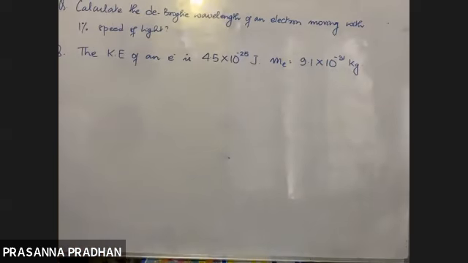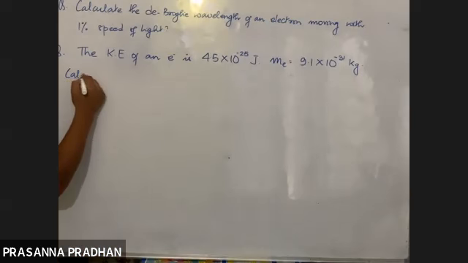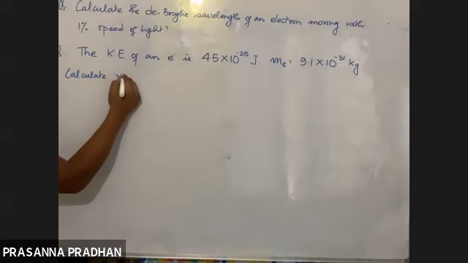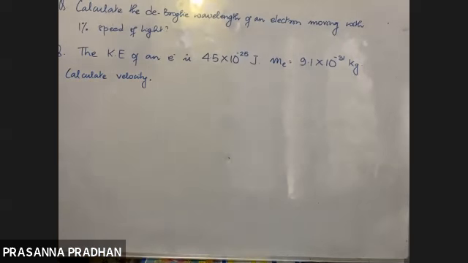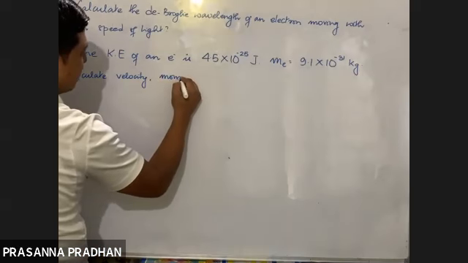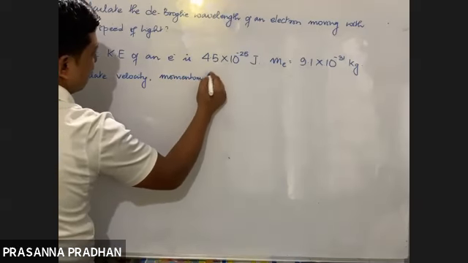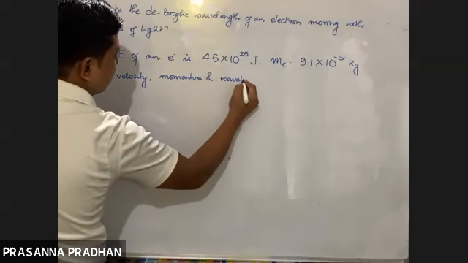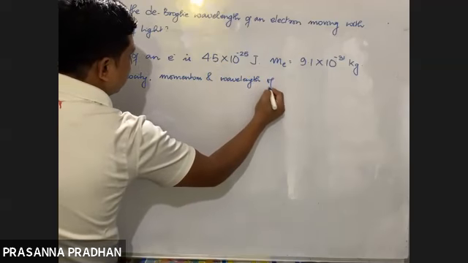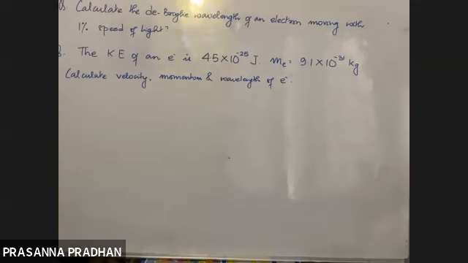Calculate velocity, momentum, and wavelength of the electron. Very good problem. Calculate velocity, momentum, and wavelength of the electron. Okay. Now, how are we going to do this?